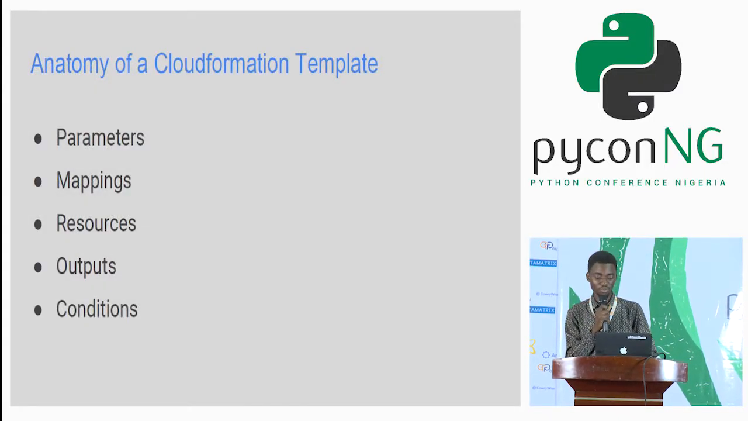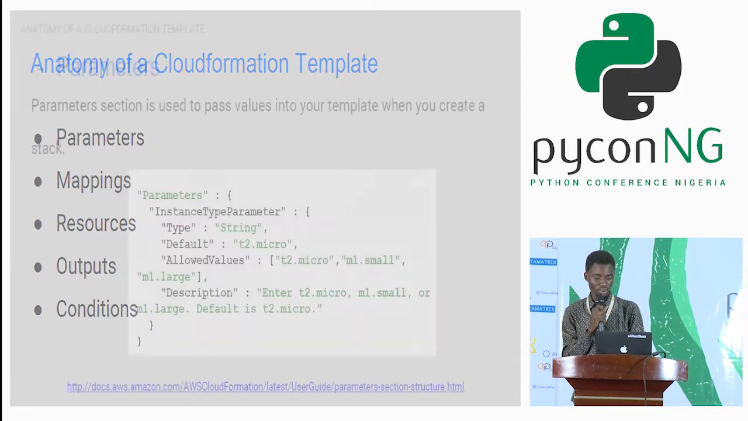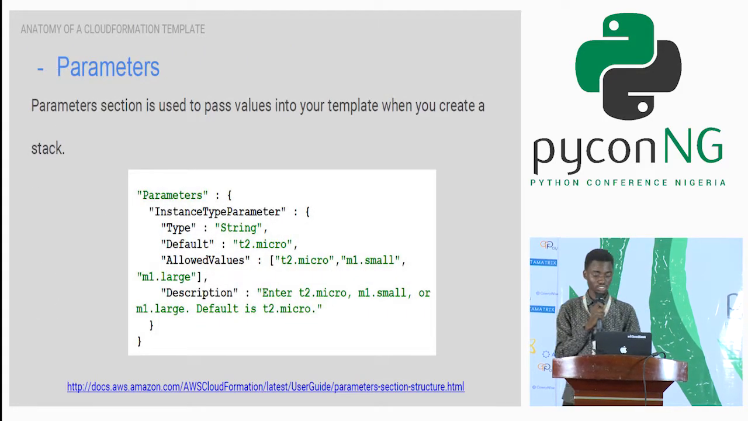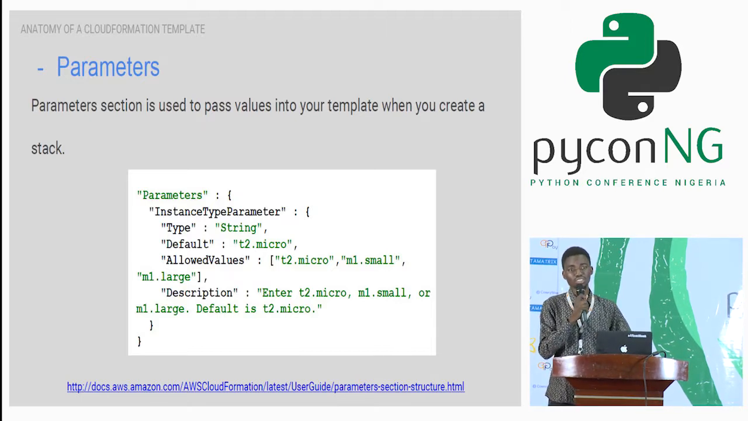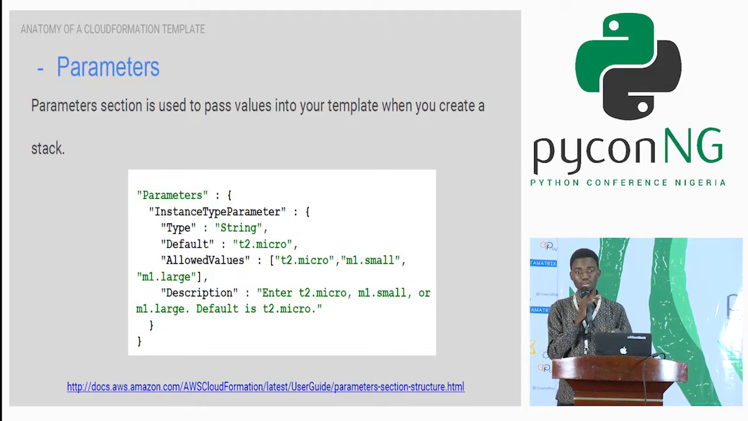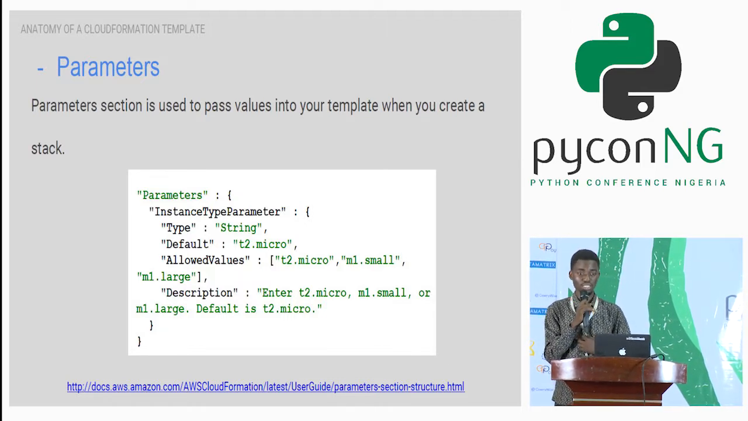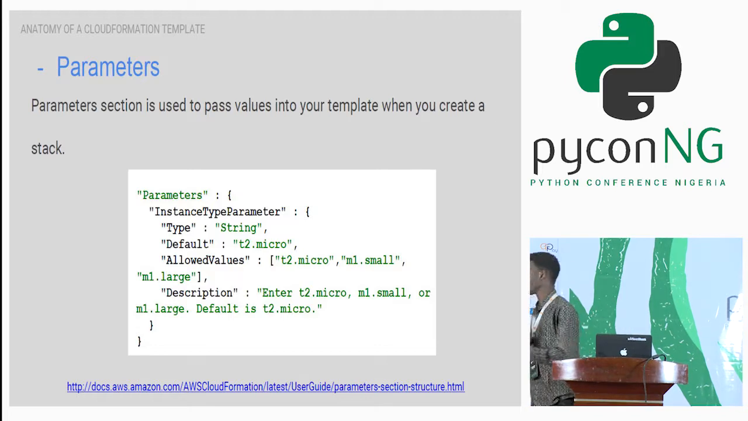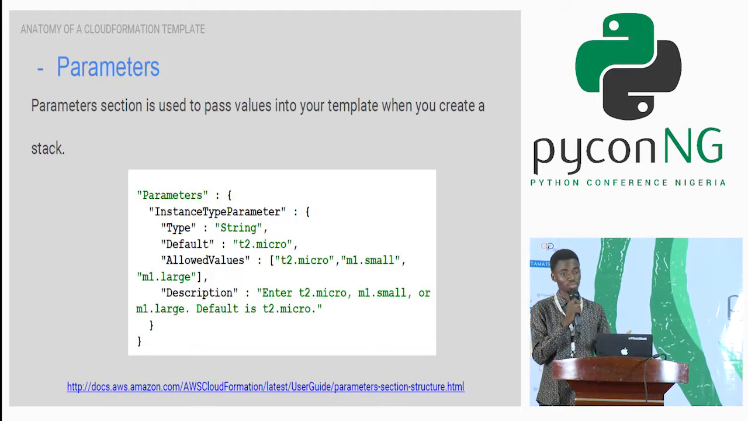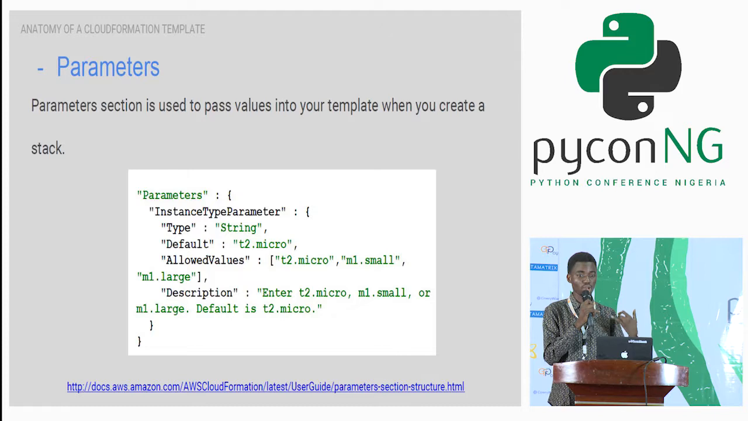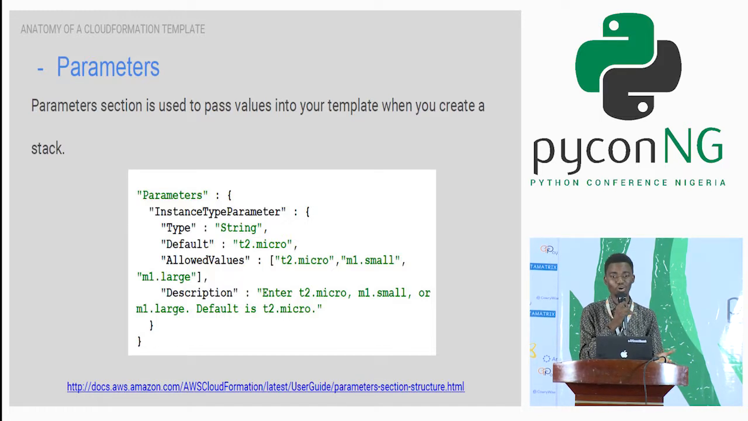Anatomy of CloudFormation templates. Let's discuss parameters. The parameter section is used to pass values into your template when you create a stack. A stack is generally just a collection of AWS resources. So say now I want to host a website. The stack will consist of an EC2 instance, Route 53, DNS configuration, and maybe you decide to store static files in an S3 bucket.